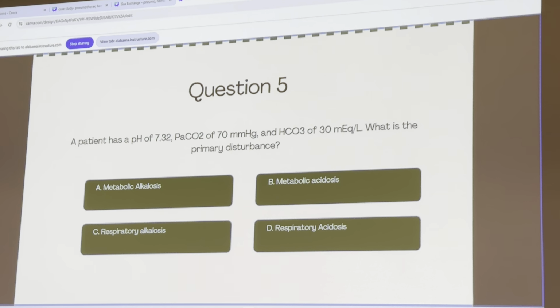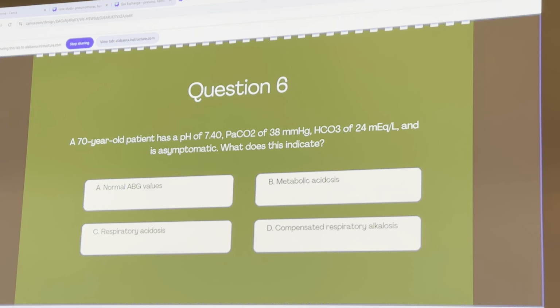Keep going. pH is 7.4. Is that normal? Okay. CO2 of 38, normal, right? Bicarb of 24, normal, all right? Don't go chasing zebras. It's none of this other stuff. It's a normal ABG, right? Okay. Don't freak out when it's normal.